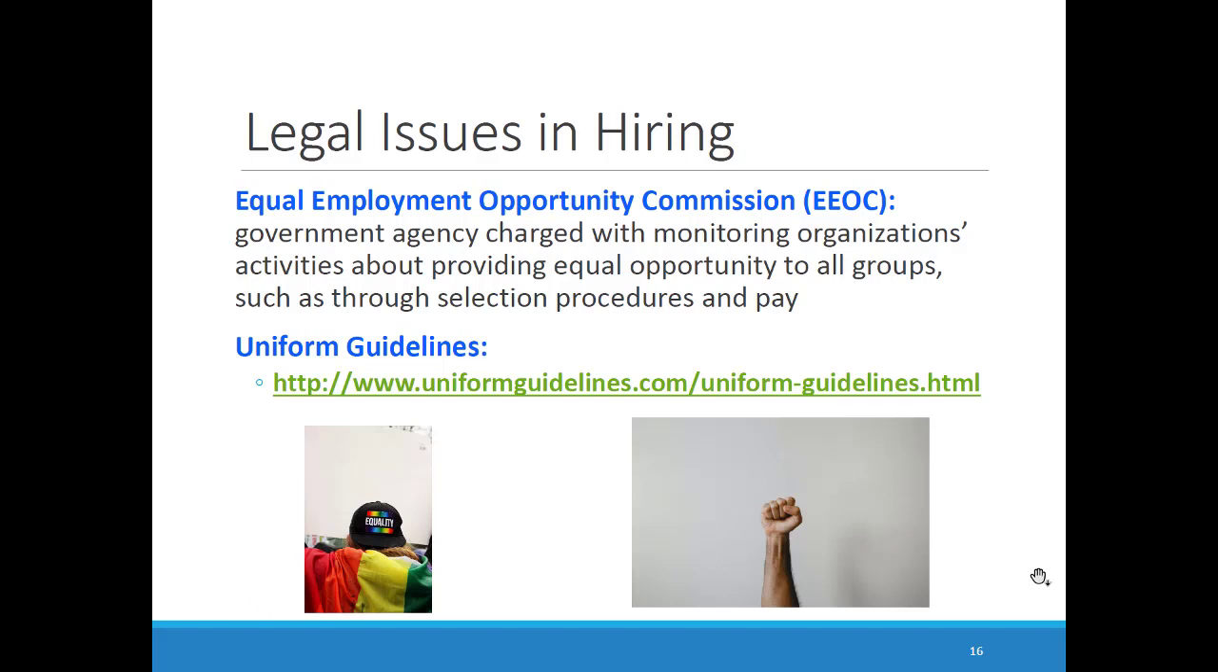And I mentioned in our last video the uniform guidelines, and you'll see a link in slide 16. These guidelines were established to ensure equal access to job opportunities across different genders, races, ethnicities, skin colors, and national origins and religions. So essentially, the uniform guidelines were developed to provide organizations with a set of rules that they need to follow when they're using selection procedures to ensure that they are using them fairly and that they are not discriminating and that they are abiding by the Civil Rights Act, Title VII.